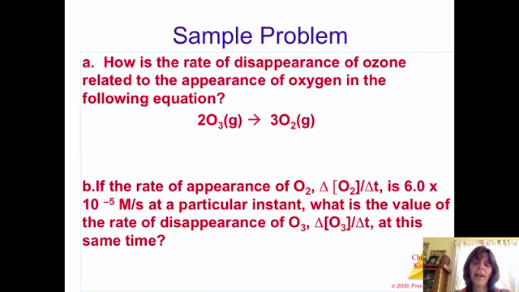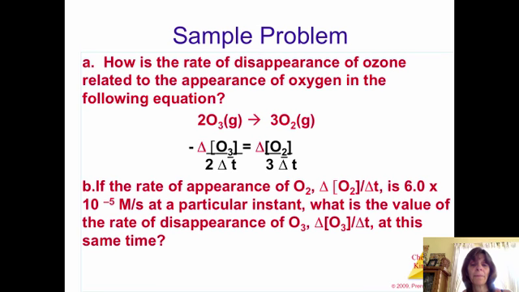Okay, so for part A, the answer would be the negative of the change in ozone concentration over 2 times the change in time equals the change in oxygen concentration over 3 times the change in time. See how those coefficients became the divisors on the rates.